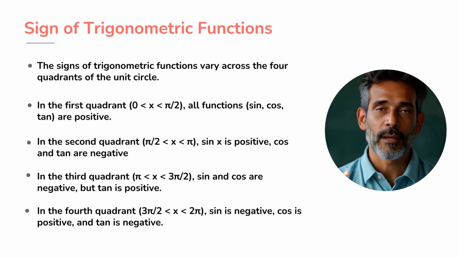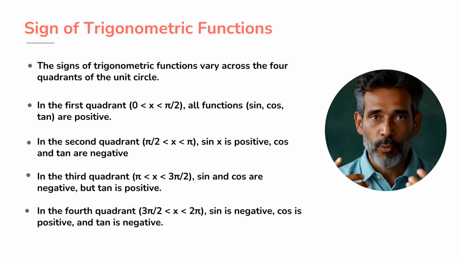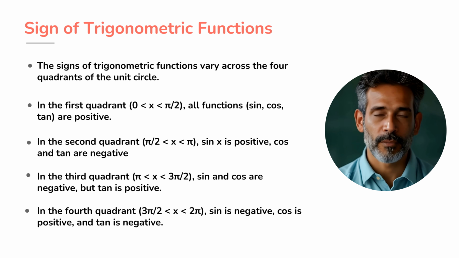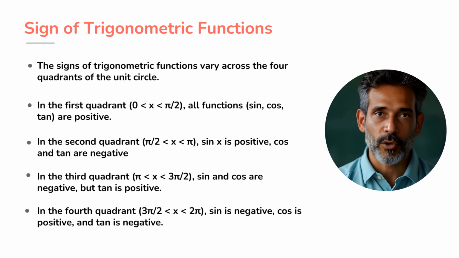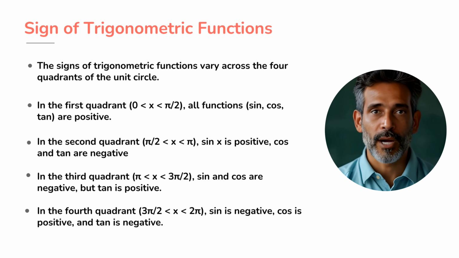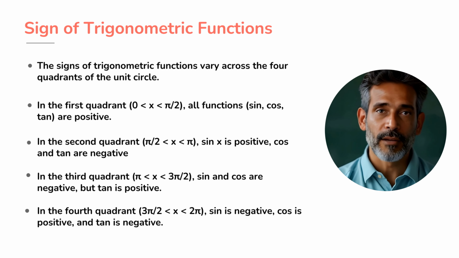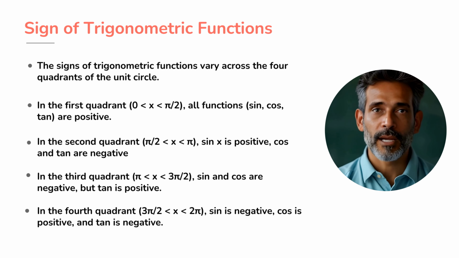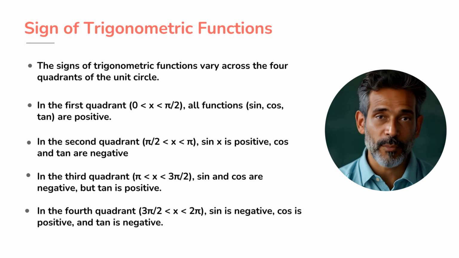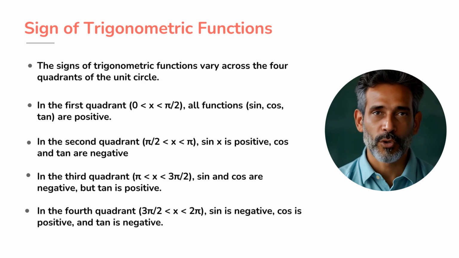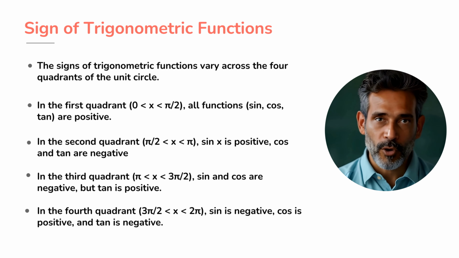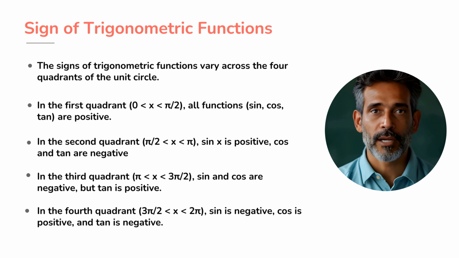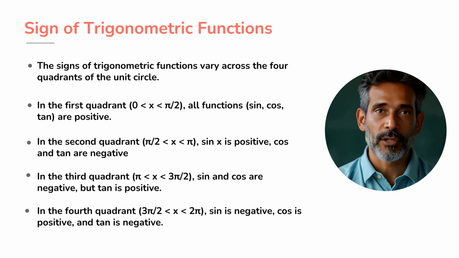In the first quadrant, from 0 to pi divided by 2, both sine and cosine are positive. In the second quadrant, from pi divided by 2 to pi, sine is positive, but cosine is negative. In the third quadrant, from pi to 3 pi divided by 2, both sine and cosine are negative, but tangent is positive. In the fourth quadrant, from 3 pi divided by 2 to 2 pi, sine is negative, cosine is positive, and tangent is negative. This is essential to know because the signs of the trigonometric functions help us solve many types of trigonometric equations.